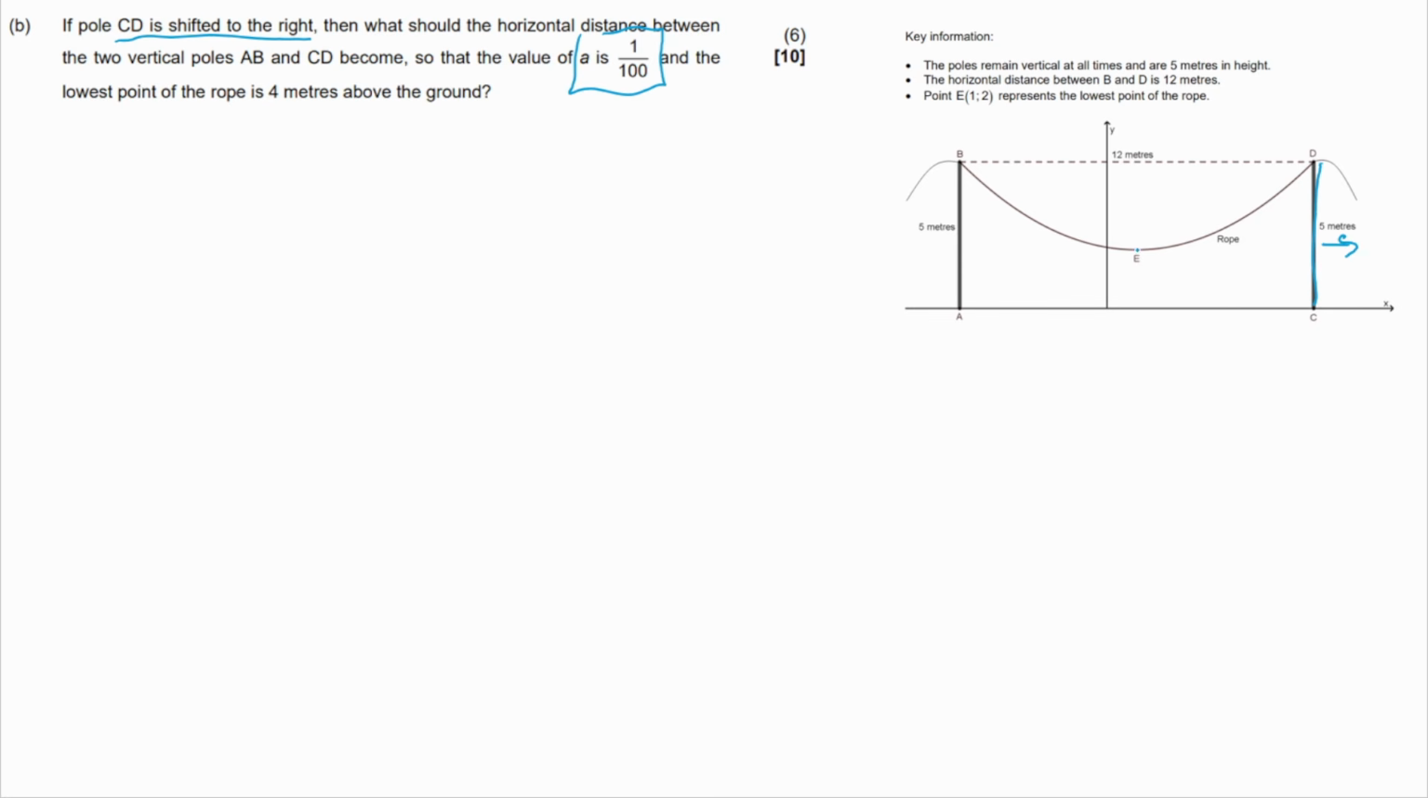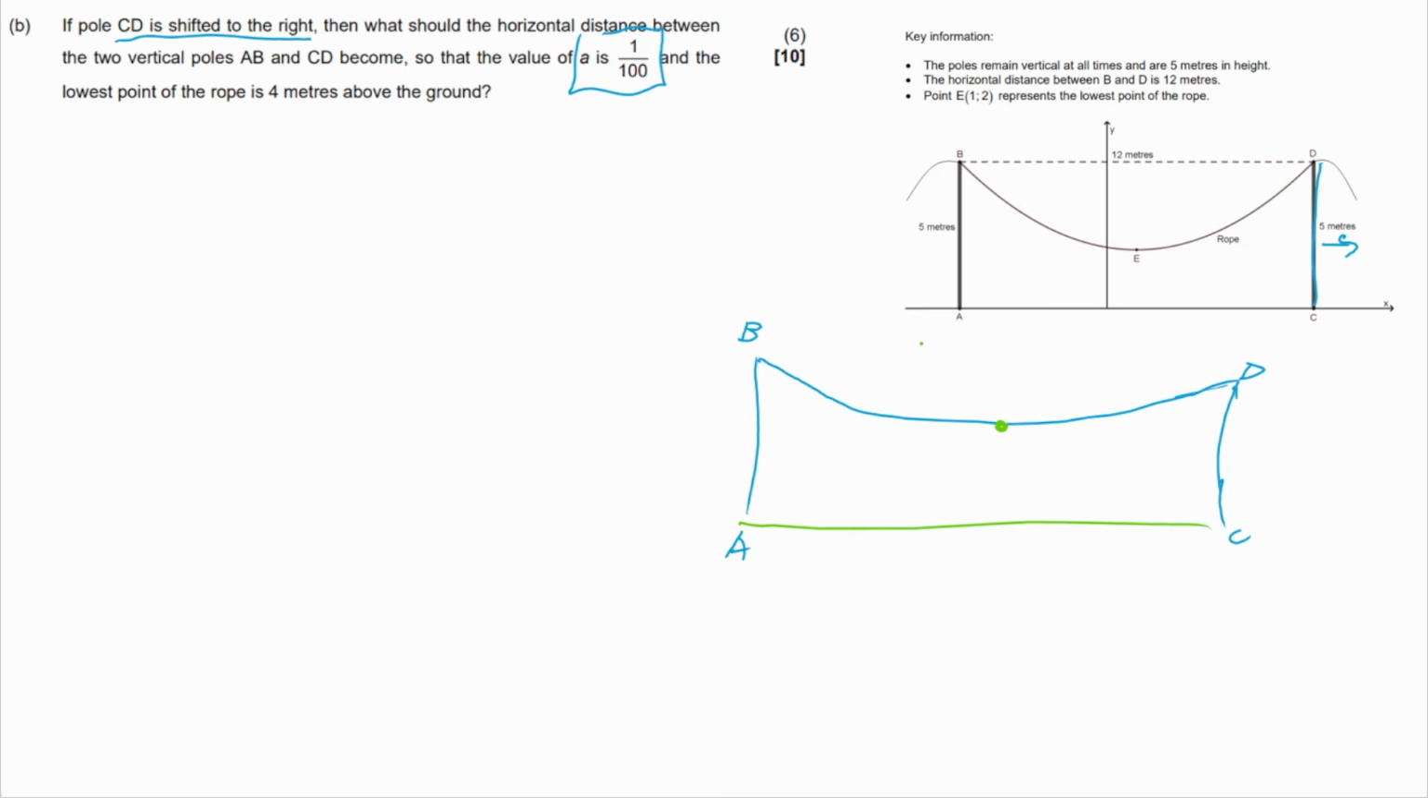And what happens is now the turning point, we have some extra information. So essentially now we have this pole over here, which is AB. And what happens is now pole CD is moving further apart. So here's CD. But what happens is now the rope is kind of tighter. Okay, so it's not hanging as low as it did before, but we know that the lowest point is 4 meters above the ground. Because remember, here's the ground.